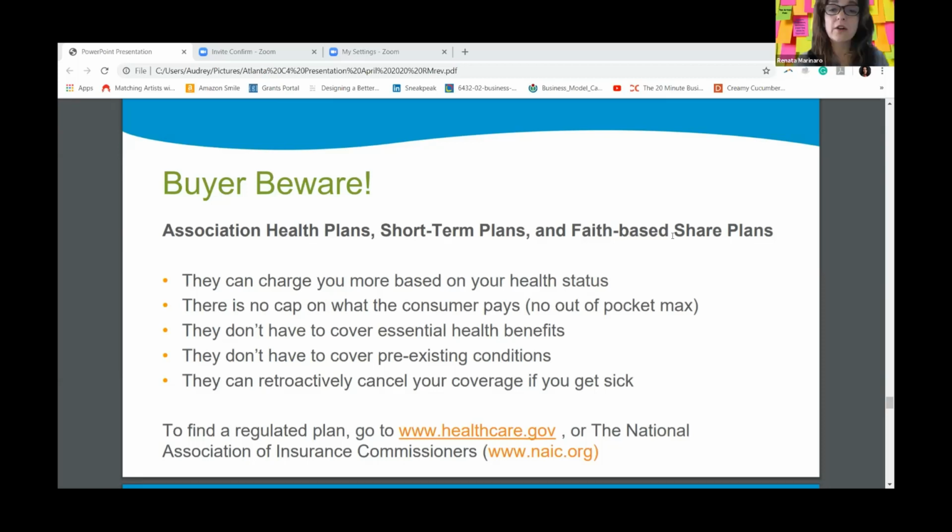So once you try to use that insurance because you got sick, they can cancel you. To find a regulated plan, you want to go to your state's health insurance commissioner's website. Those are the places to find regulated plans. Don't be tempted by offers online or in your email. And if you are, please contact either Amir or myself before you sign up for one of these plans. Next slide, please.